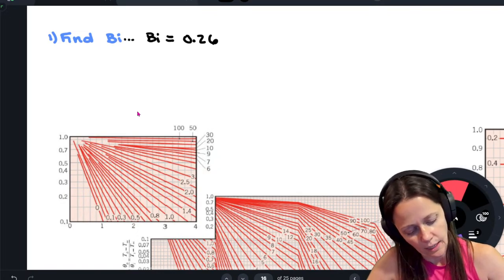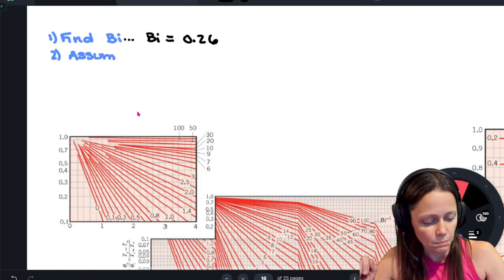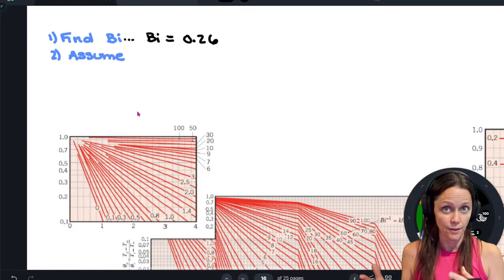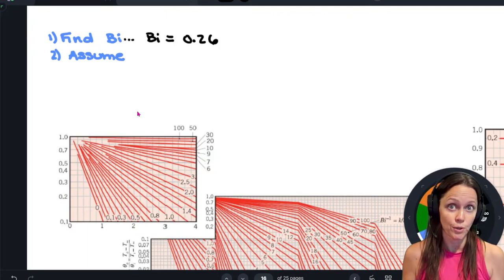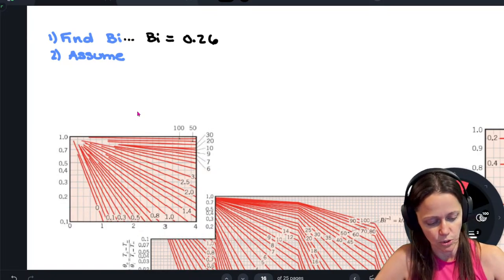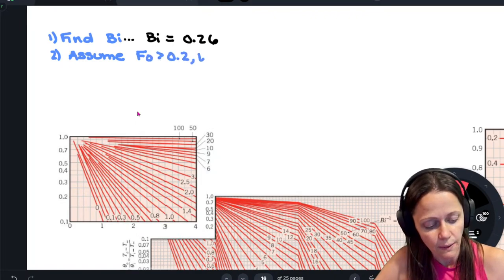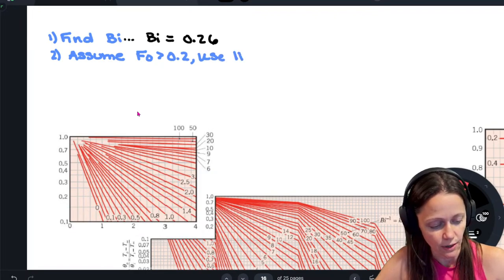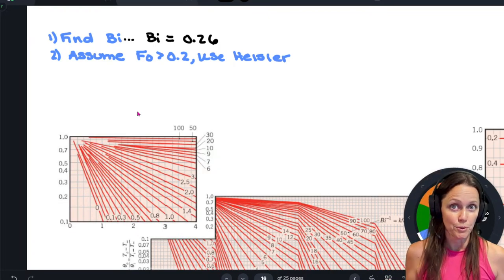All right. And so now we're going on the assumption. And by the way, if you remember what we got from that previous analysis, our Fourier number was 3.8, which is greater than 0.2. So it looks like that was a pretty good assumption to make. So we are going to assume that our Fourier number is greater than 0.2, which means that we can use our Heisler charts. And our Heisler charts are really just the graphical representation of that analytical solution that we already used with the C1 and the zeta 1.